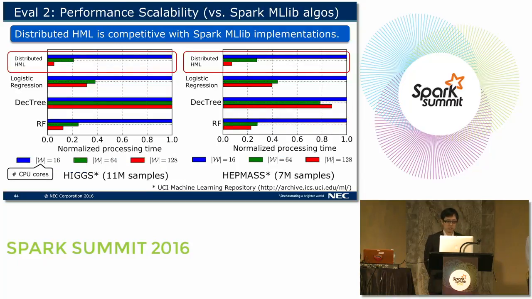Then the second evaluation compares the performance scalability with Spark MLlib. This figure compares the normalized processing time between the algorithms and the number of CPU cores. This experimental result demonstrated that the performance scalability of distributed HML is competitive with that of Spark MLlib implementations.